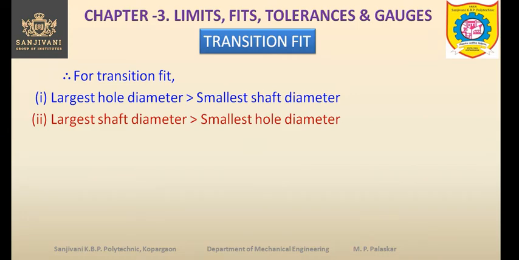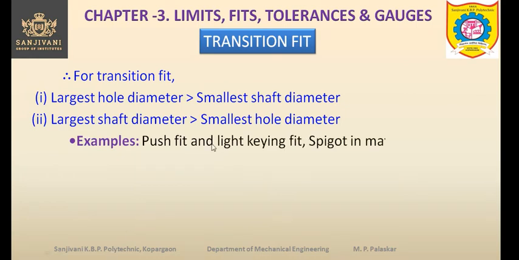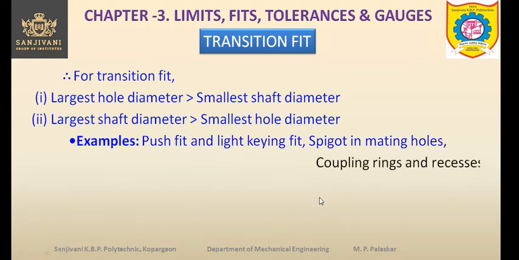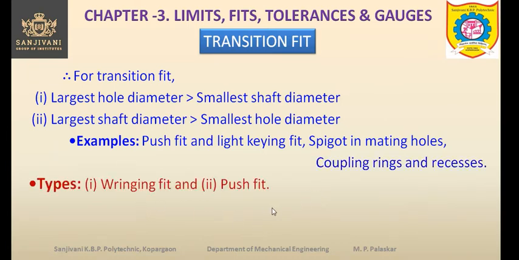We know that if shaft is greater than the hole, then interference is obtained. If hole is greater than the shaft, then clearance is obtained. So the examples of transition fit are push fit and light keying fit, spigot in mating holes, coupling rings and recesses. The types of transition fit are wringing fit and push fit.